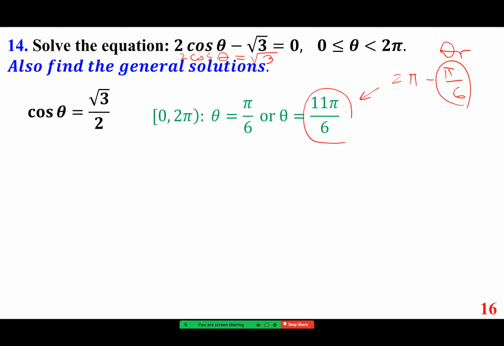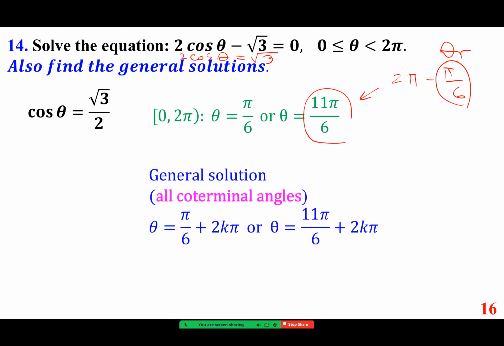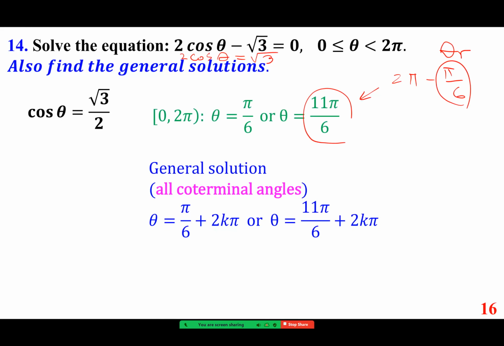Okay, everybody. Now, if we wanted to have a general solution, we just add 2k pi or 2n pi, and I've written both of them. k or n is an integer. If anybody asks for the general solution, that means all coterminal angles, that would be the answer, and that's the terminology, coterminal angles.